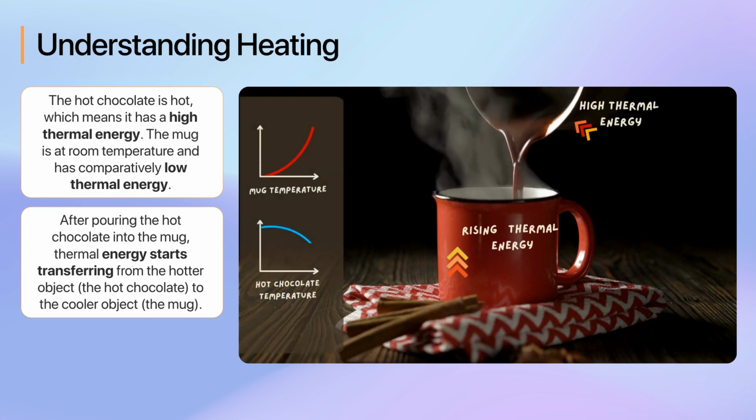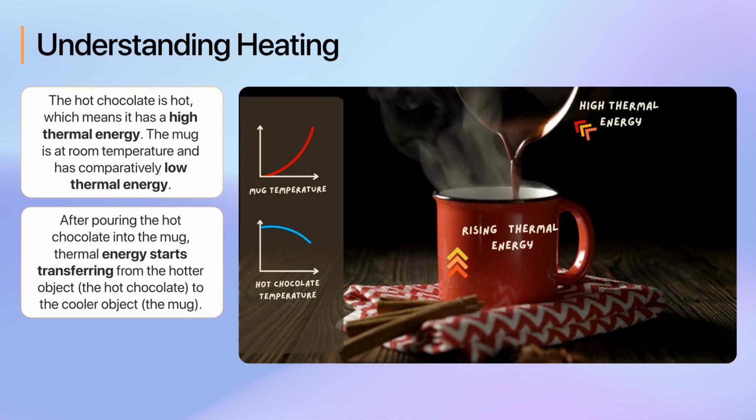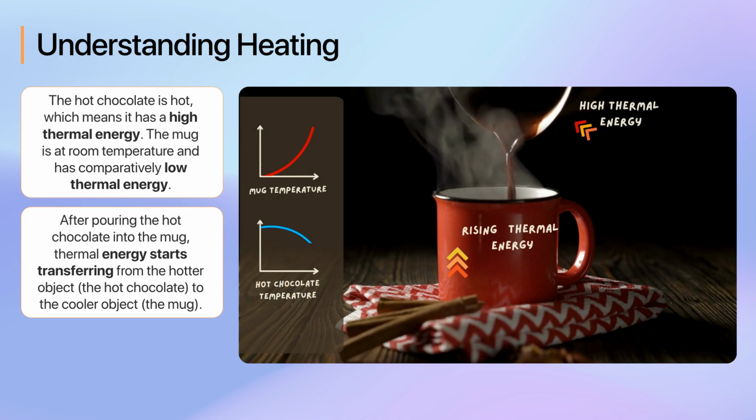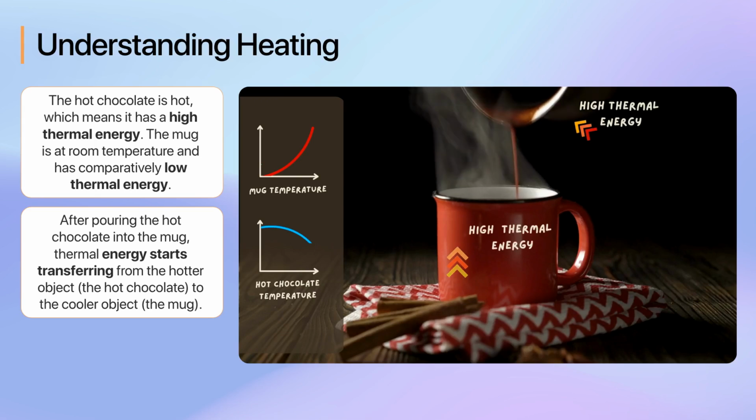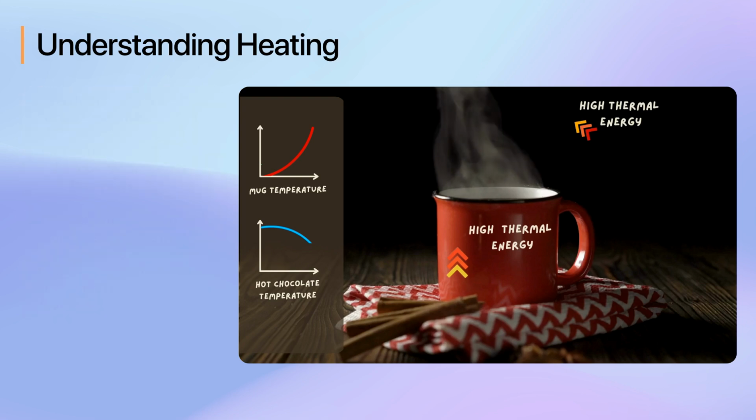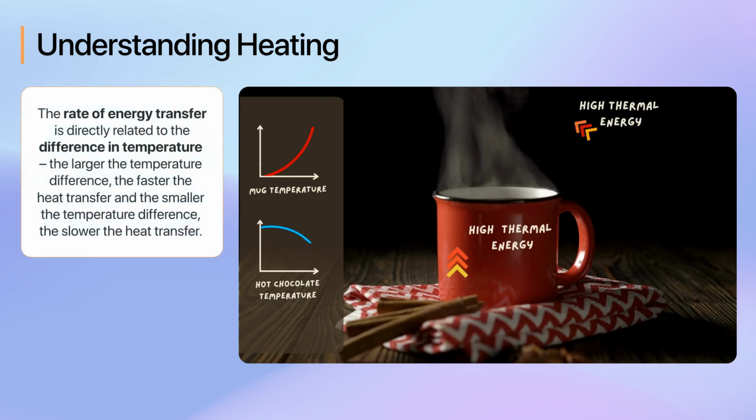As this energy transfer happens, the temperature of the hot chocolate decreases, while the temperature of the mug increases. The process of heating continues until the hot chocolate and the mug have reached thermal equilibrium. This means that eventually both the hot chocolate and the mug will attain the same temperature, and no further heat transfer takes place. In fact, the rate of energy transfer is directly related to the difference in temperature.